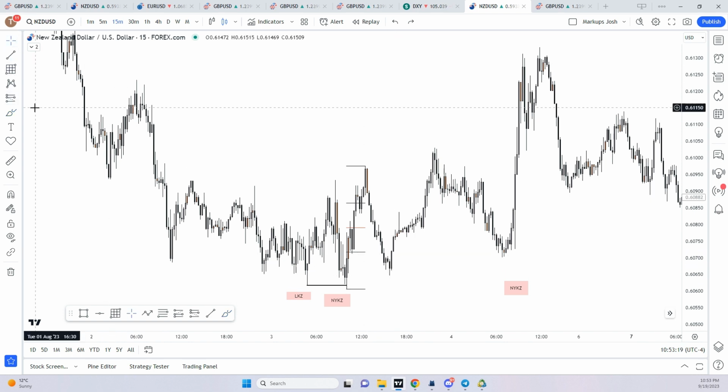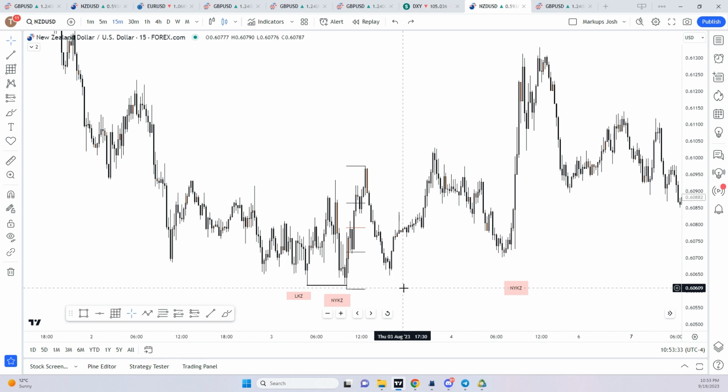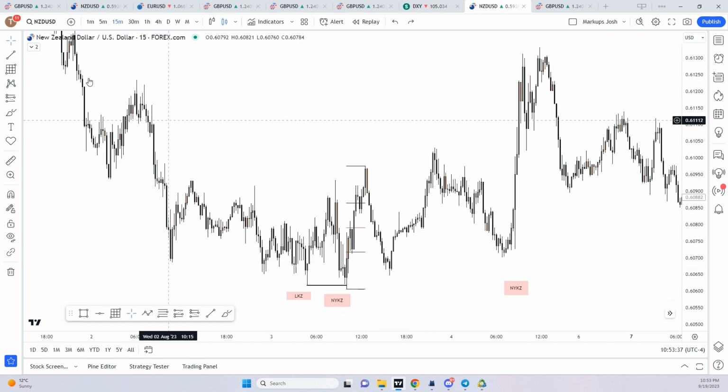Now, like I said, entry should come during the kill zone. So this is not a kill zone. This is 3:45 p.m. New York local time. So we're coming up to New York close and heading into spread hours, sort of around about this time. So I personally wouldn't be looking to take a trade here.